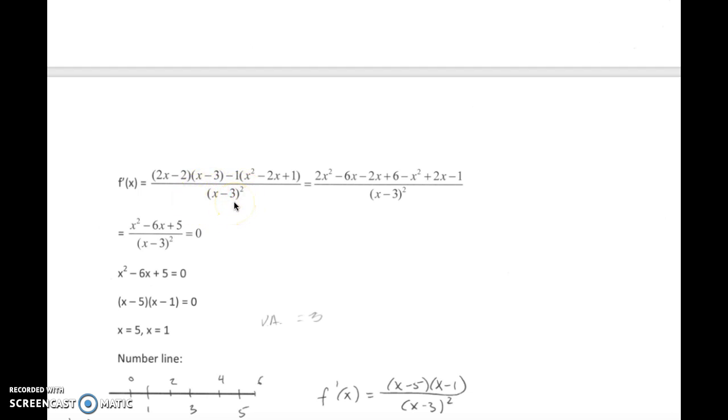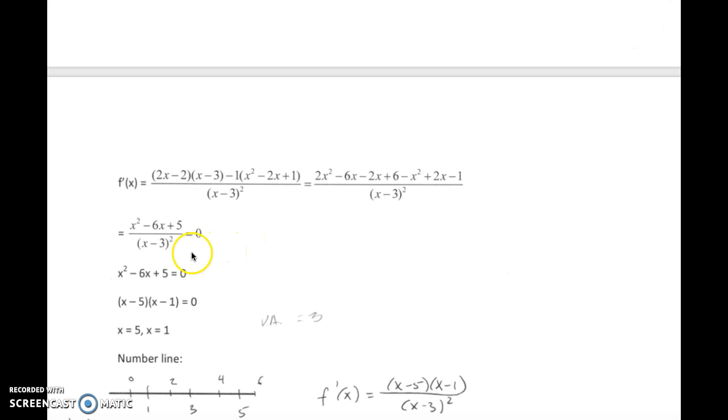Okay. When we go ahead and FOIL that, we end up with 2x squared minus 6x minus 2x plus 6. Remember, the minus here carries over into everything else here, just changes the signs. So we have negative x squared plus 2x minus 1 over our denominator squared. Cleaning that up, we have x squared minus 6x plus 5 over our denominator squared. We're going to set that equal to 0.